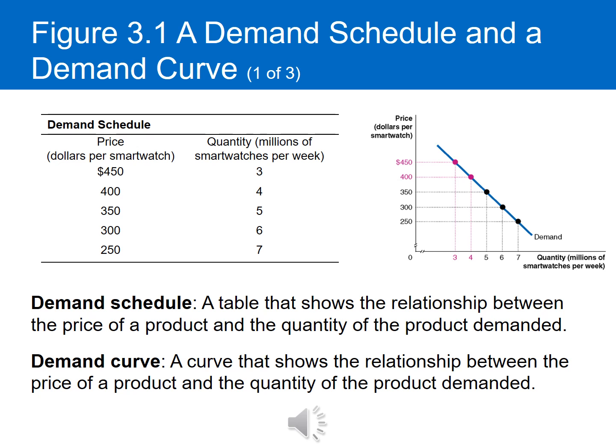Next to that, on the right-hand side, we can see the demand curve. This is a curve that shows the relationship between the price of a product and the quantity of the product demanded. You can take the information from a demand schedule showing the quantity demanded at each price and use that to draw a demand curve. Connect the points on that line, which creates the line for the demand curve itself.